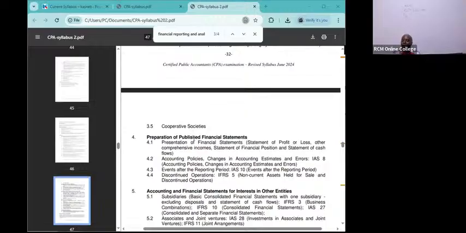We have here preparation of published financial statements, presentation of financial statements, statement of profit or loss, other comprehensive incomes, statement of financial position, and statement of cash flows. Accounting policy changes in accounting estimates and errors, IAS 8, very, very important. Events after the reporting date, IAS 10. And then we have discontinued operations, IFRS 5.